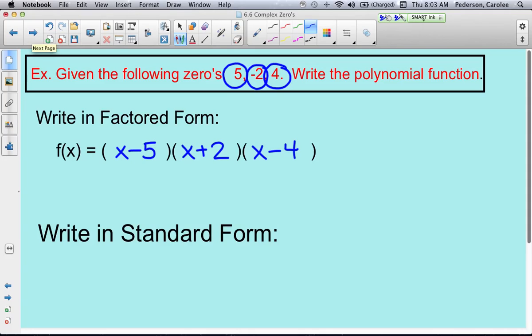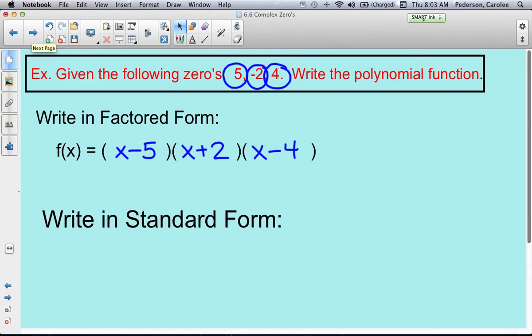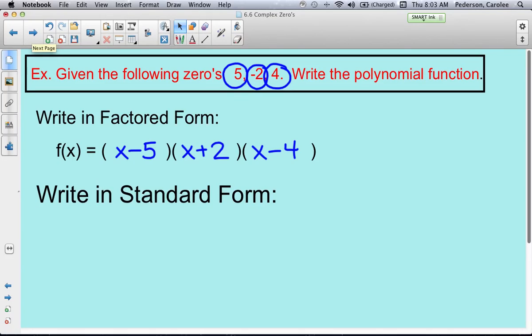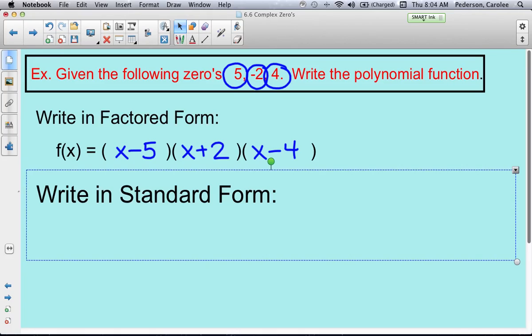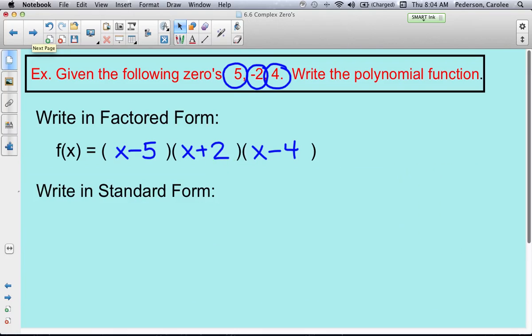We also want you to convert it to standard form. So to convert it to standard form, we have to distribute the parentheses out. So we think back to earlier in our chapter, how we FOIL those out. We want to multiply maybe the first 2 parentheses together, clean it up, and then distribute that parentheses to the x minus 4. So let's go ahead and do that now.